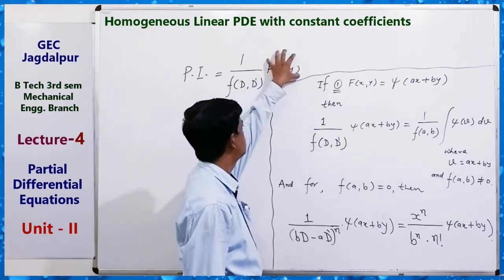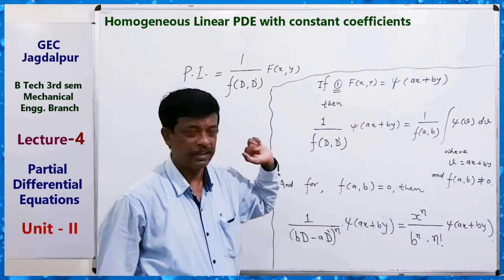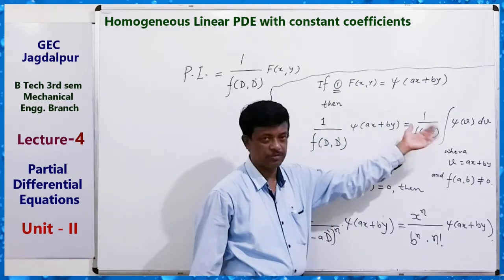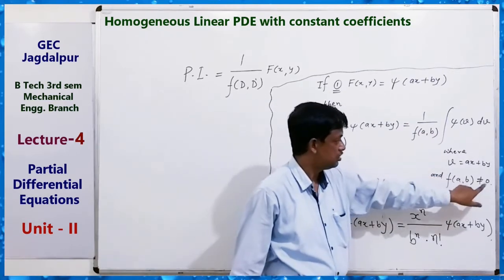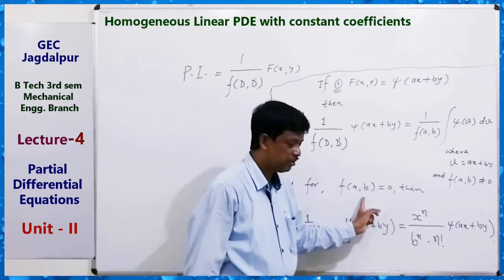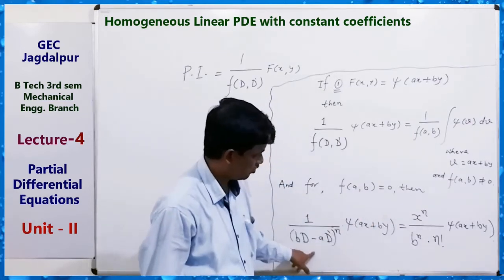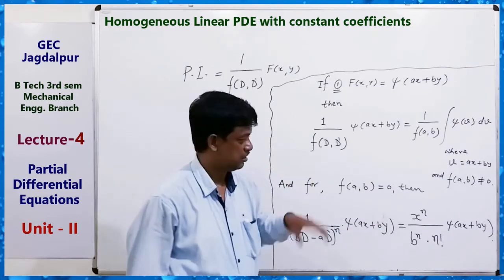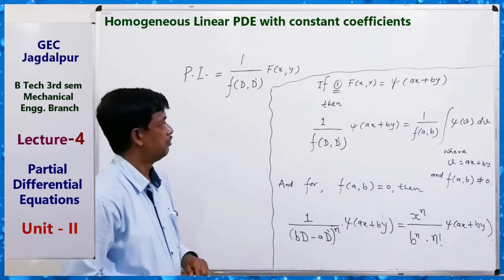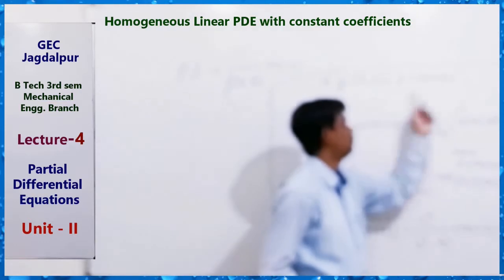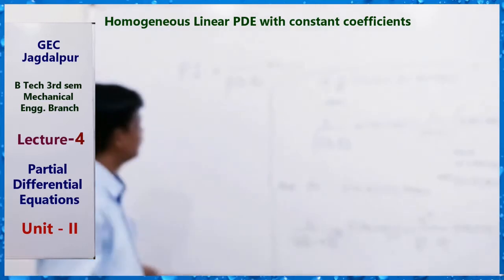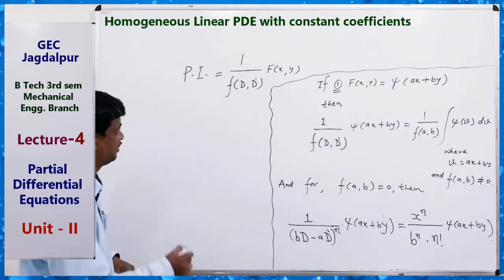When the expression is in this format, factorize it, take one factor, and apply this formula. When ab equals 0, if ab equals 0, then you can use this formula directly. So we can get the particular integral. This is for a general type of function. Clear?